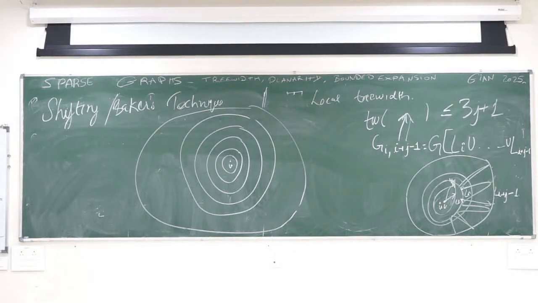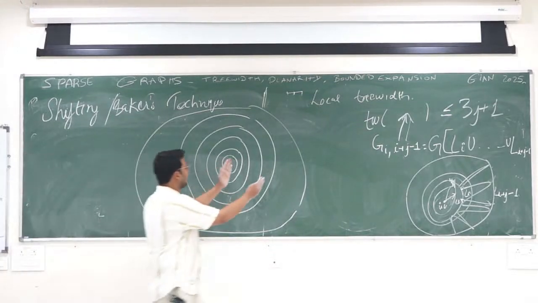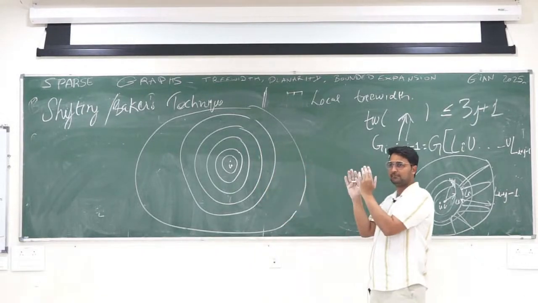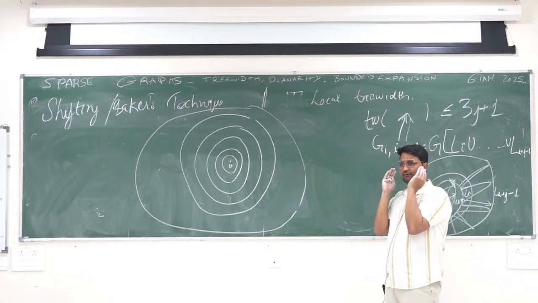Okay, so let's move ahead. So the point is, you take any layers here, your treewidth is bounded. Any bounded number of consecutive layers, your treewidth is bounded.